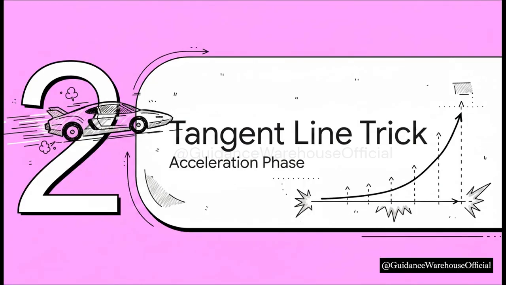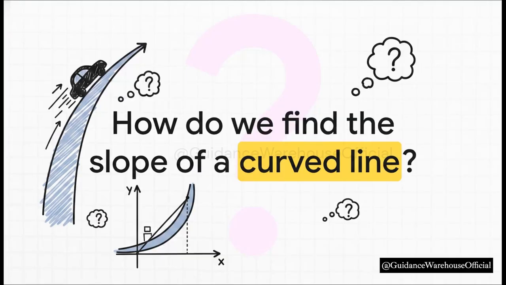Section 2. The tangent line trick, acceleration phase. Now here's where we hit a real-world complication. Jet cars don't just magically pop into existence doing 560 miles an hour. They have to accelerate to get there. So you might be asking, if the car is accelerating, the displacement graph won't be a straight line anymore. It's going to be a curve. So how on earth do we find the slope of a curved line to get our velocity?